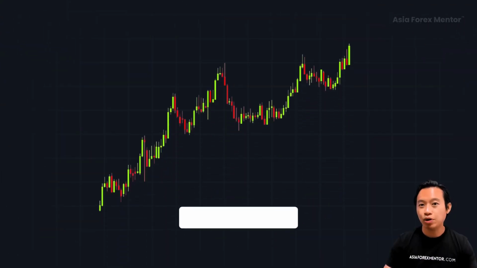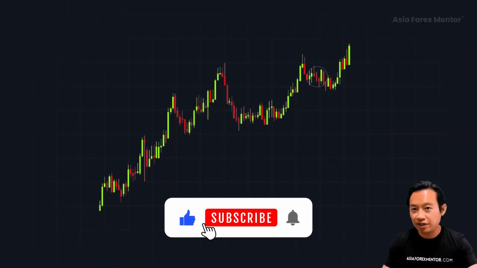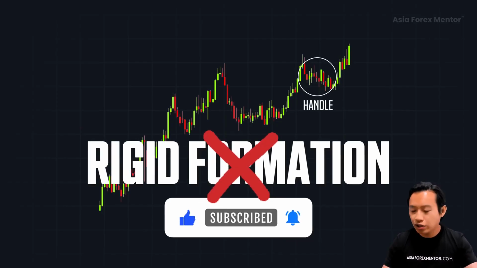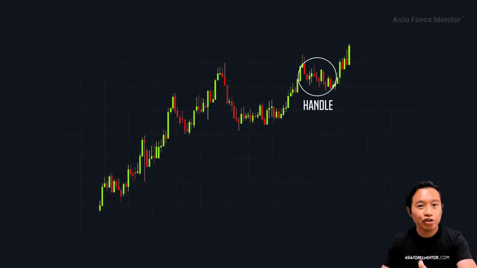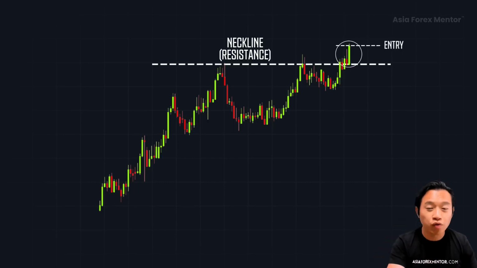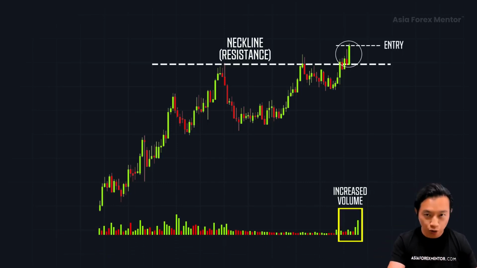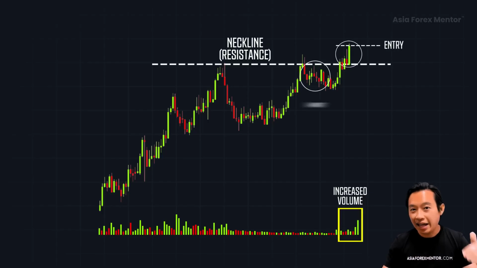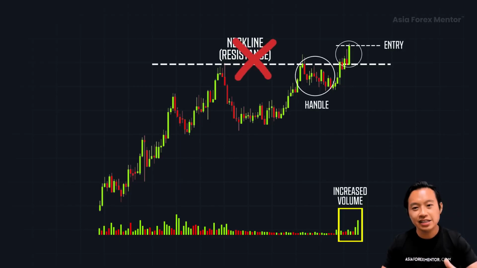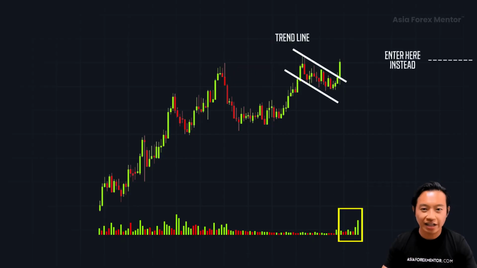So here's another example where you can see the different shape of the handle, right? Which is like what I said, it's not a rigid formation. So when you trade the cup and handle, you should enter the buy position when price breaks where? Above the handle, right? Preferably with what? Increased trading volume, correct? So in this case, which is why I'm giving another example, the handle is not the neckline, it's not the resistance line at the top. In this case, it is the trend line.